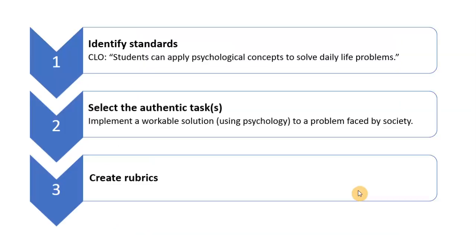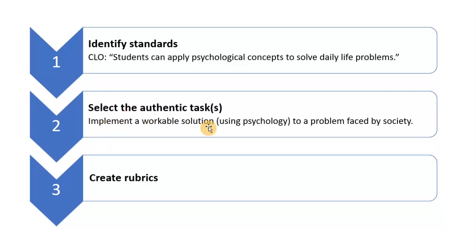Here's an example. Let's say one of the CLO of a particular course is students can apply psychological concepts to solve daily life problems. So this is mentioned as a CLO, course learning outcome, in a course. So this is a target. This is the standard that a lecturer wants to achieve from the course, and from that standard, an authentic task is selected. The lecturer will start to think of what kind of task reflects what the professionals actually do, at the same time achieving this particular learning outcome.